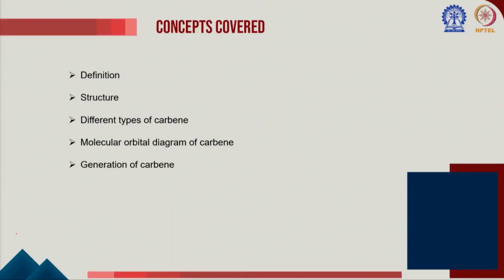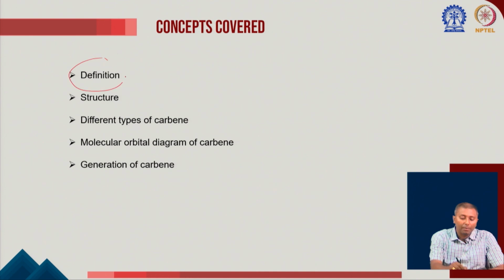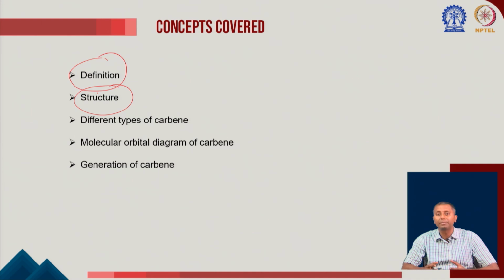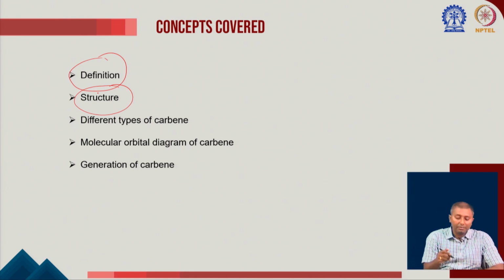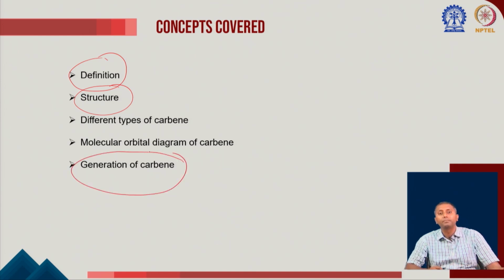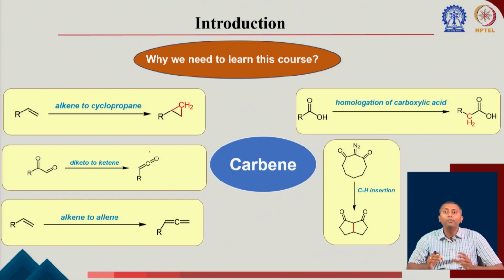I am going to talk about the definition of carbene and then their structures. I am going to talk about singlet and triplet carbene and what the difference in reactivity is, and try to explain some of the facts through the molecular orbital diagram. The lecture will end with several different generation methods of carbene. So, first thing is why we want to study carbene.